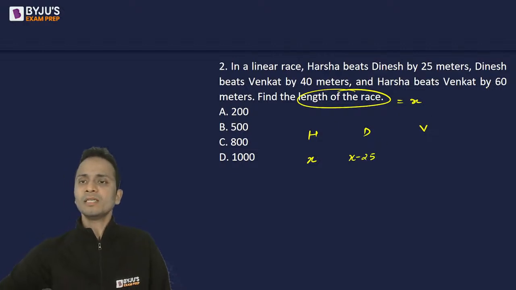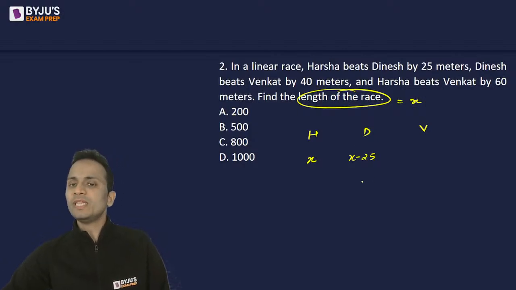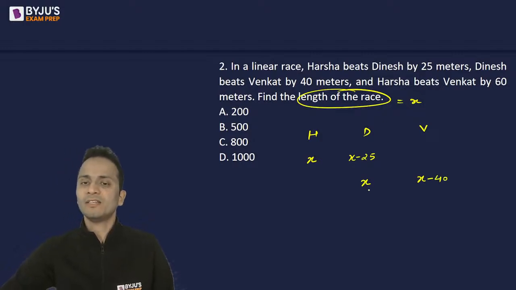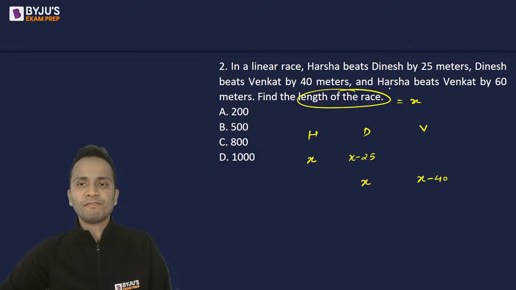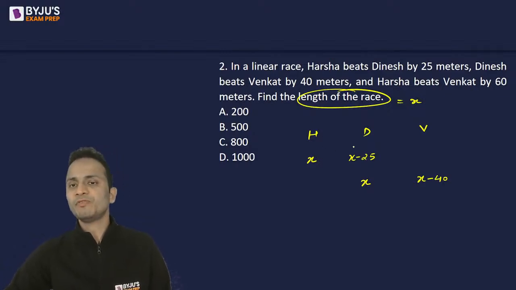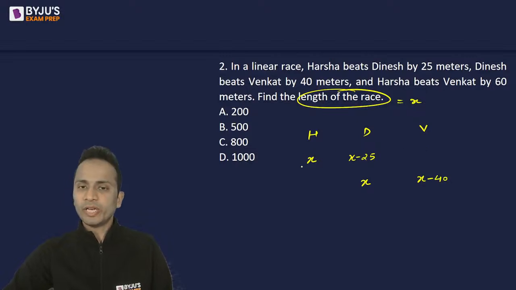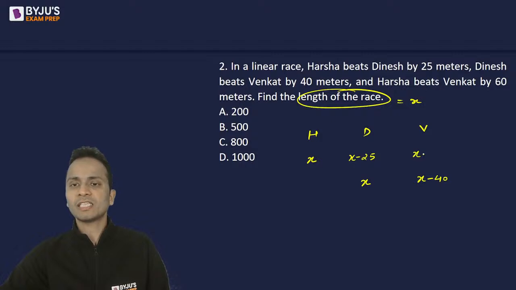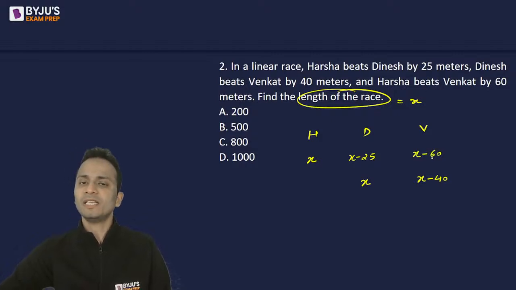Done. Next, Dinesh beats Venkat by 40 meters. So when Dinesh has finished the race, Venkat has covered 40 meters less than Dinesh, right? Finally, Harsha beats Venkat by 60 meters. So the relation between Harsha and Venkat: when Harsha has finished the race, Venkat has covered 60 meters less than Harsha. Okay.